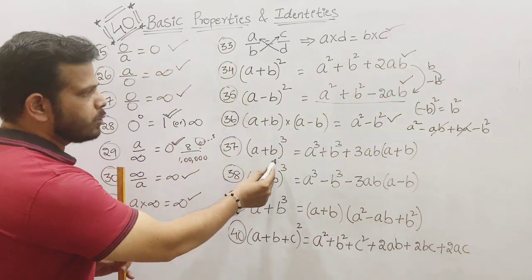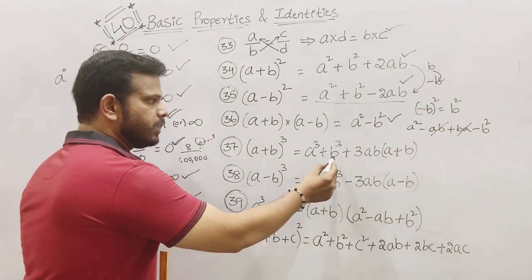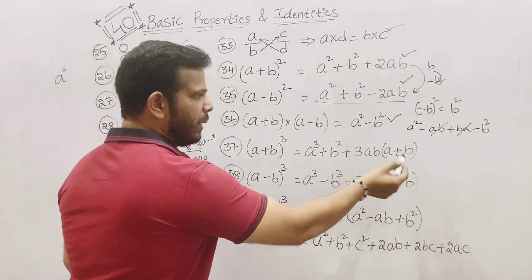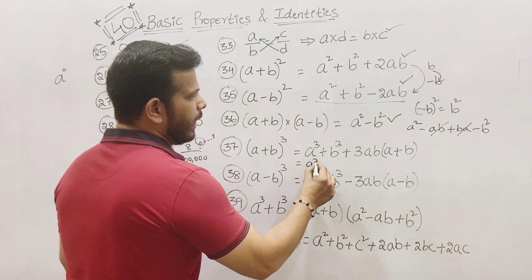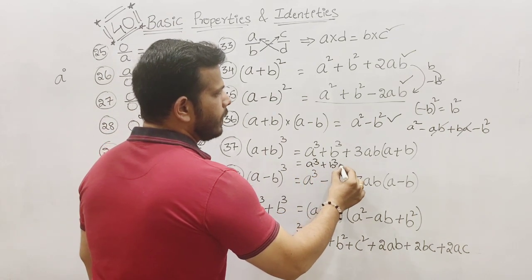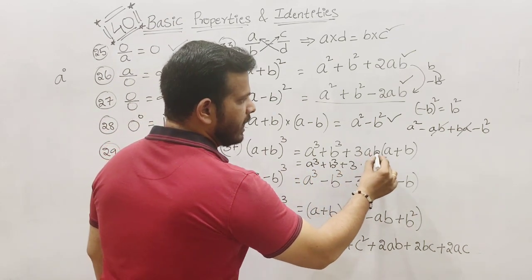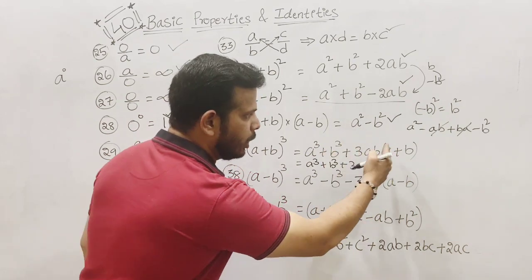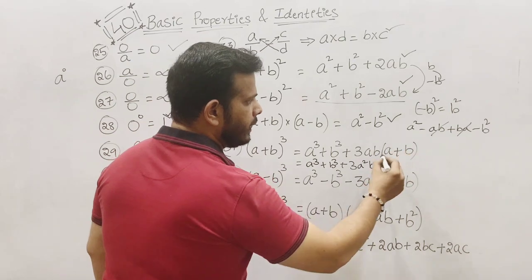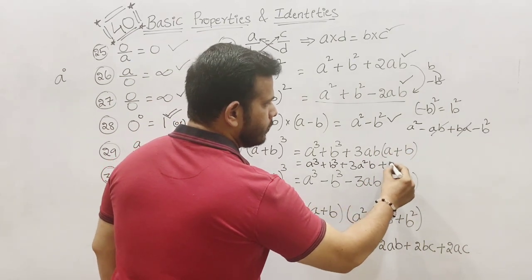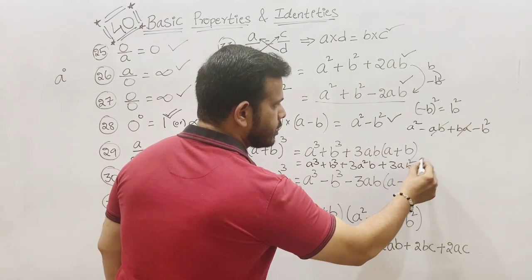Okay, next A plus B whole cube. A cube plus B cube plus 3AB into A plus B. If you want to expand this, A cube plus B cube plus 3AB into A, like terms, A into A, A square, again 3AB into B, like term, B, 3AB square.